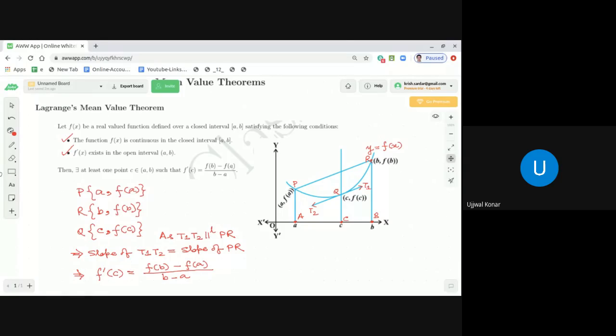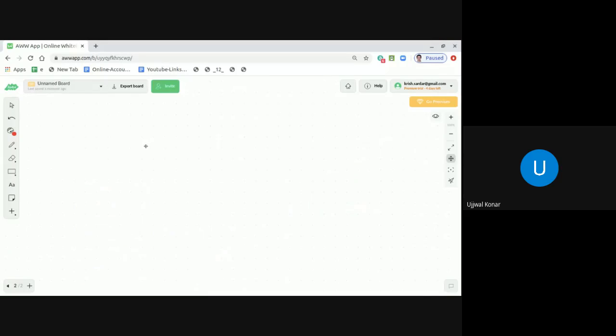Now, let me move to the next theorem, that is called Rolle's theorem. That is also a very important theorem, dear students. In fact, we will see that Rolle's theorem is a special case of Lagrange's mean value theorem. So now let us understand what Rolle's theorem is. Several questions come almost every year based on Rolle's theorem, so let us understand Rolle's theorem first in detail.